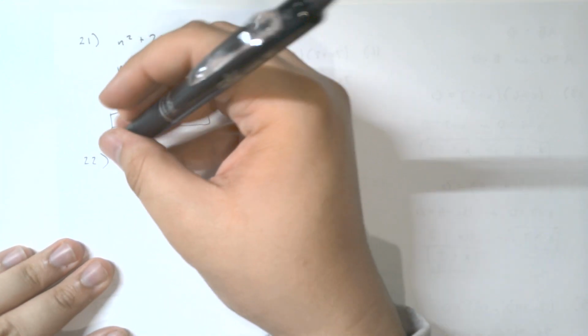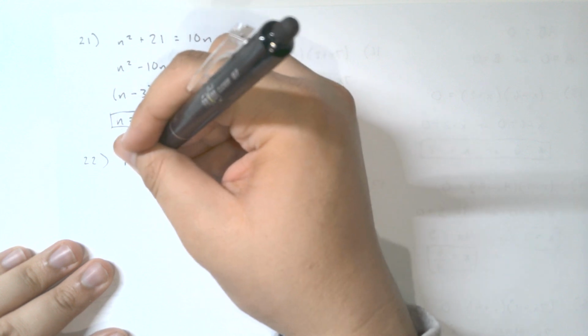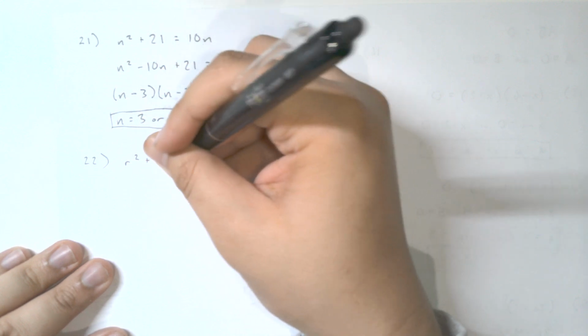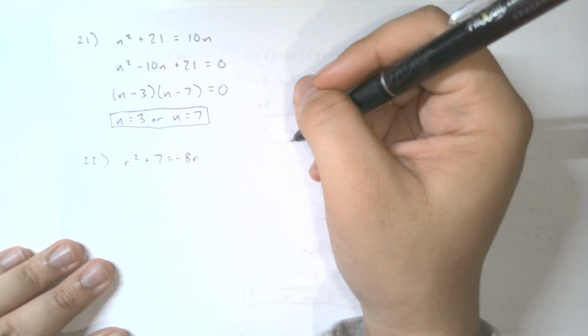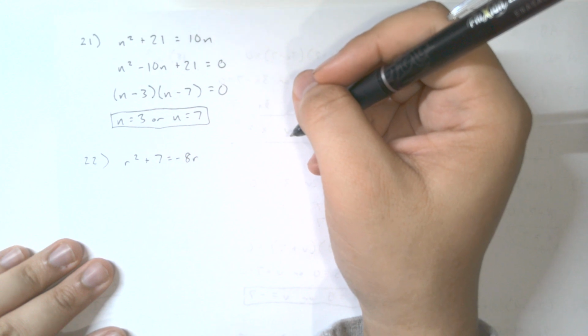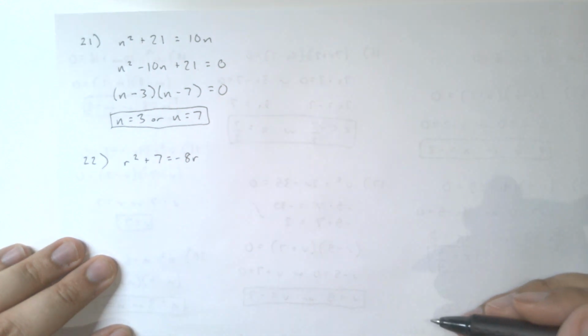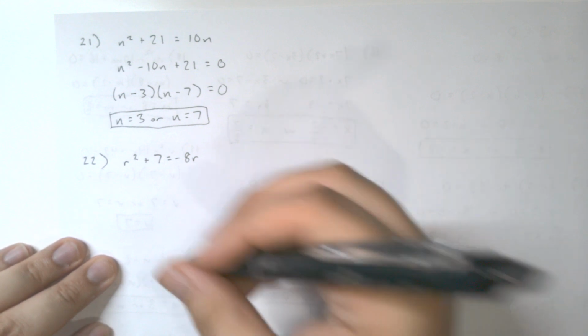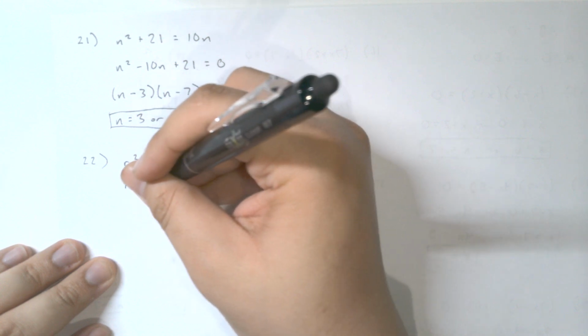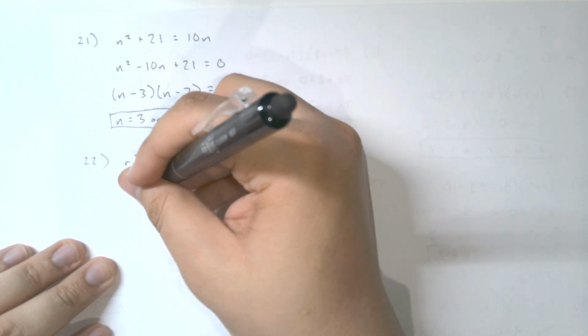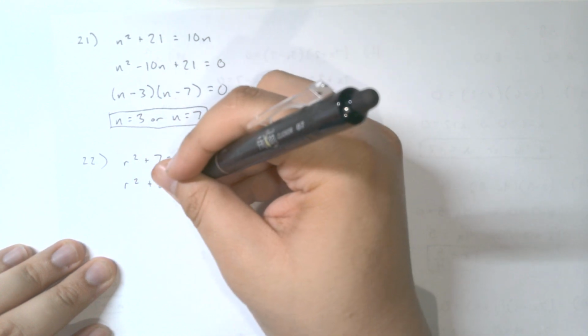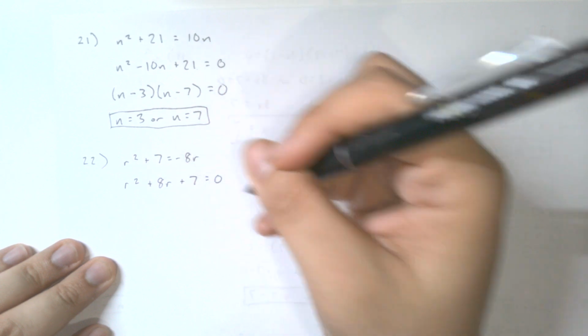For number 22, again, we're not in standard form, so we have r squared plus 7 is equal to negative 8r. For this one, we want to add 8r to both sides. So we have r squared plus 8r plus 7 is equal to 0.